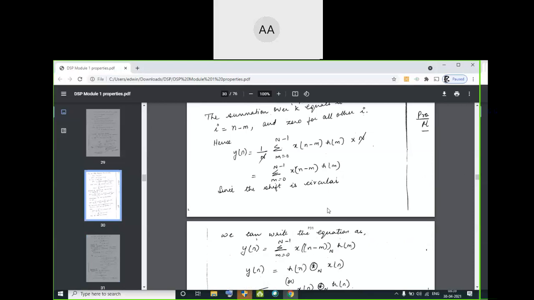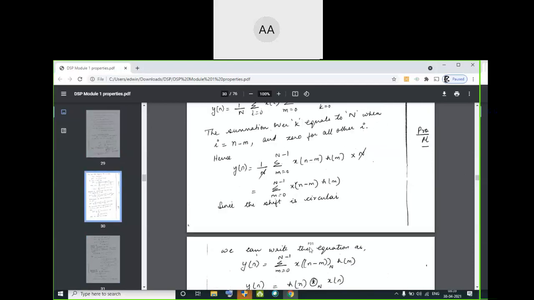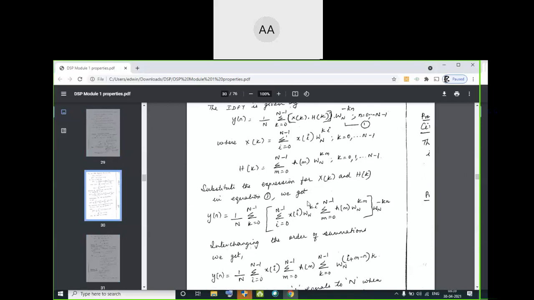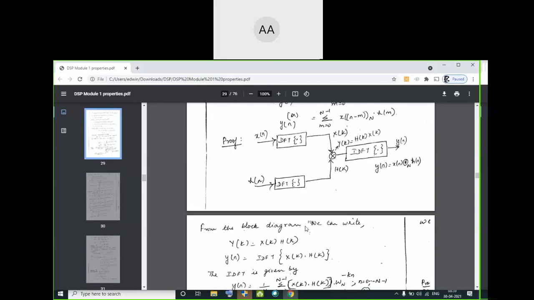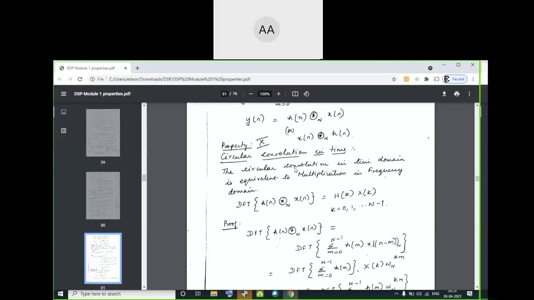So you have proved that ultimately if you have this equation, it is nothing but your circular convolution. You can write this equation as a convolution equation. So what is important here is circular convolution in time is nothing but multiplication in your frequency domain. So the reverse is also there. Circular convolution in time, how do you show that? It is just h of k into x of k.